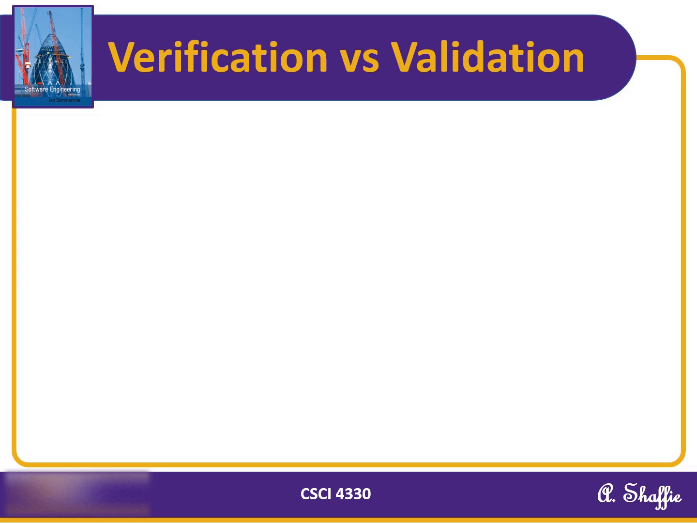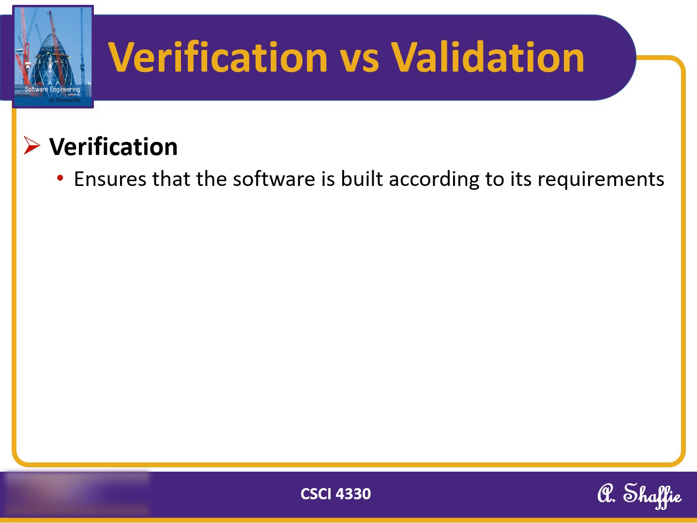Let's take a closer look at two key concepts in software testing, which are verification and validation. Verification ensures that the software is built according to its requirements and specifications. It answers the question, did we build the system right? This is all about checking whether the software functions as it should based on the design and technical requirements.